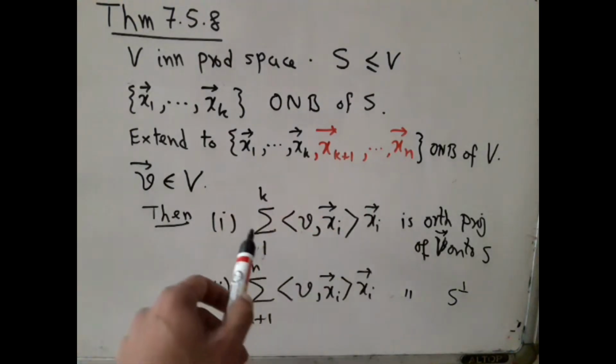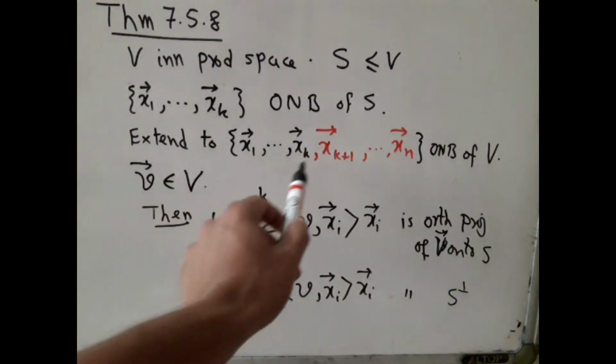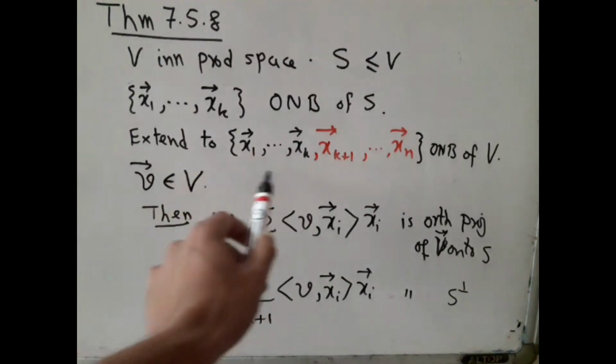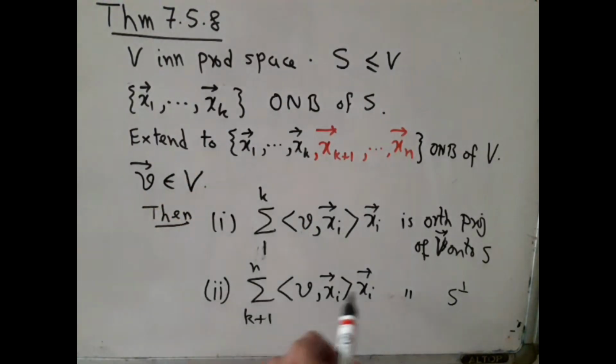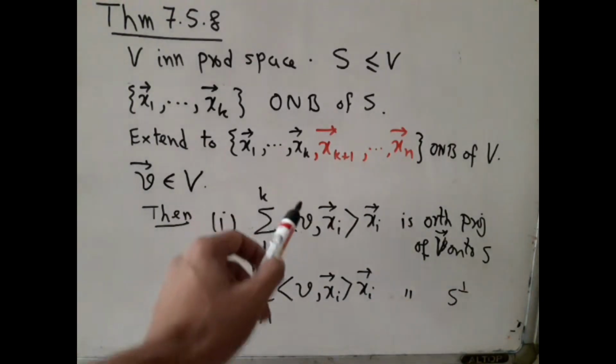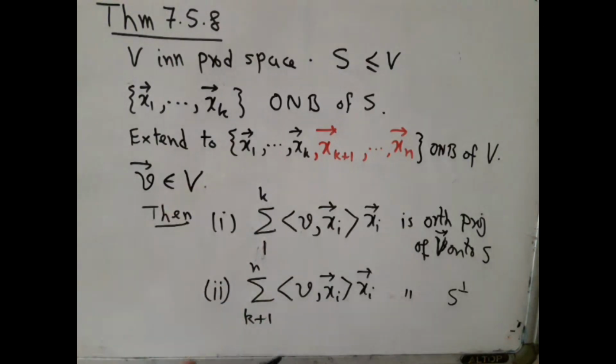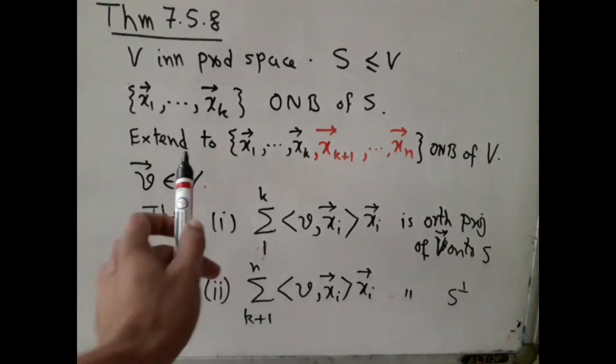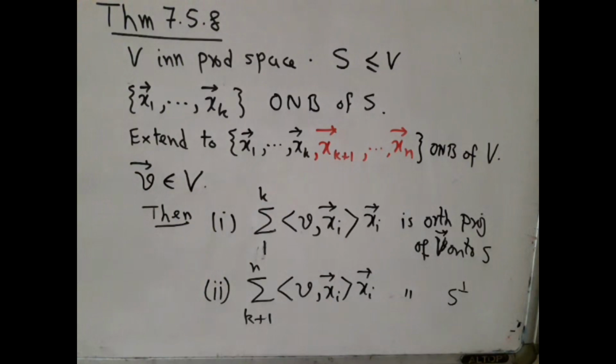So this part going from 1 to k is the contribution to V of x1 to xk, and this part going from k plus 1 to n is the contribution of the red part. So this is lying in S and this is lying in S perp, and we can easily see that V is the sum of these two, because if you add them up you get all the way from 1 to n, that gives you the entire V.